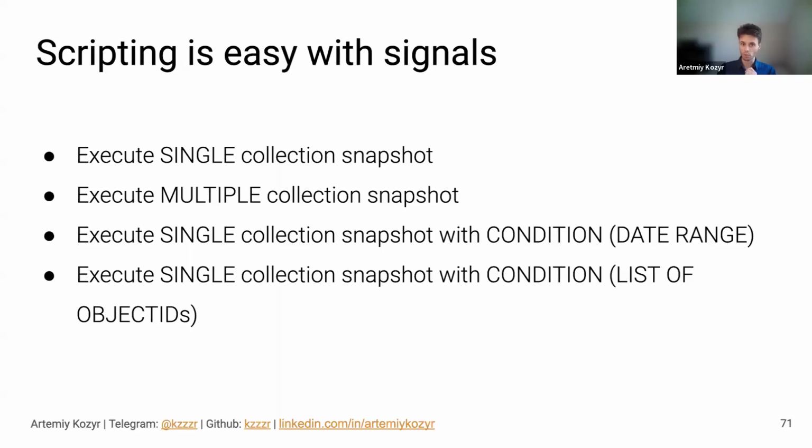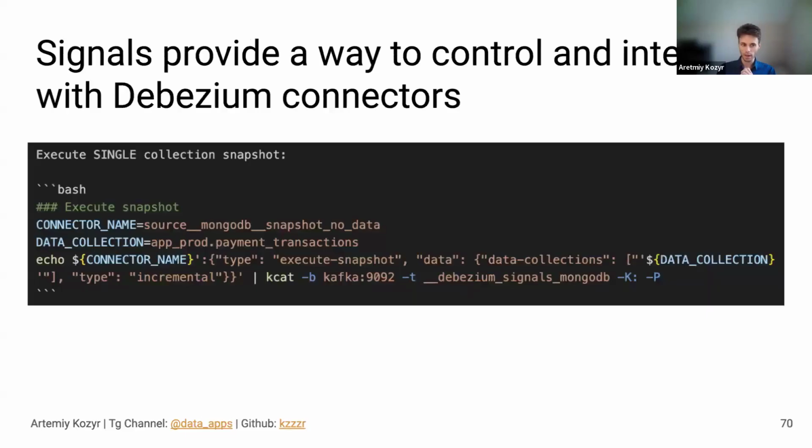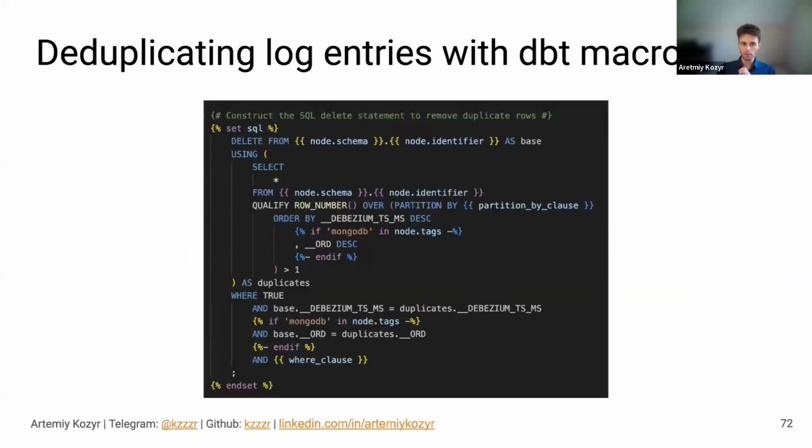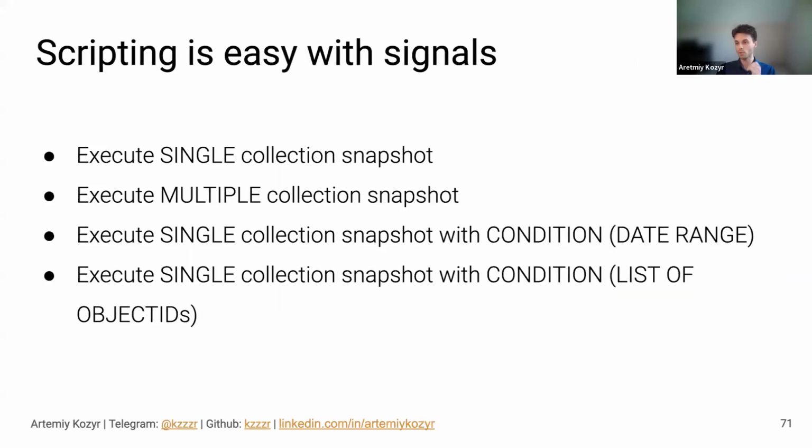So scripting is really easy, and it's a really powerful feature with signaling, signaling with Debezium. So that means signaling means that you can trigger arbitrary snapshots on demand. So you would replay your data at any time and with any conditions and filters supplied. That's perfect.